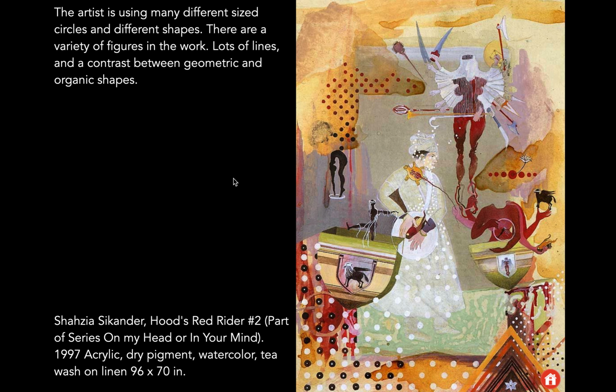So I just want to show you this here. This is Shahzia Sikander's Hood's Red Rider #2, which is part of the series On My Head or In Your Mind. And if you look, we've got lots of different shapes. There's circles and triangles, lots of organic shapes, people, halves of people, lots of other organic shapes as well. And so we've got the geometric and the organic shapes.